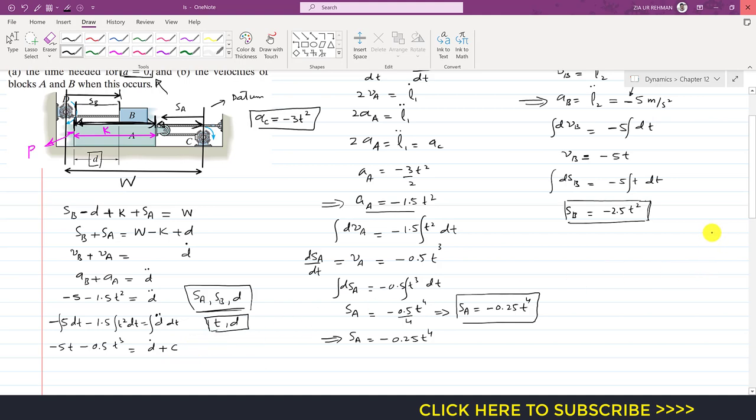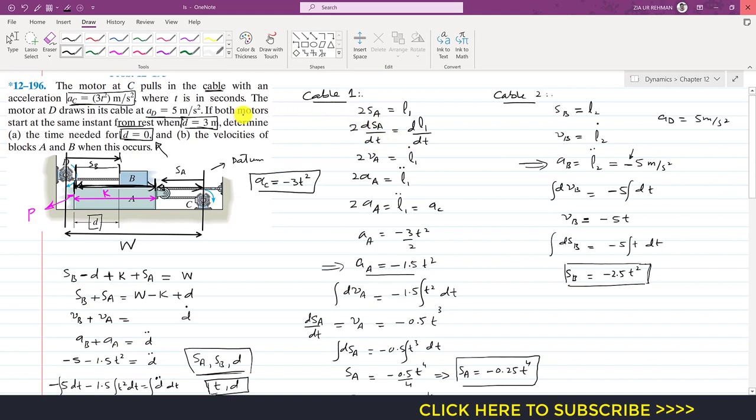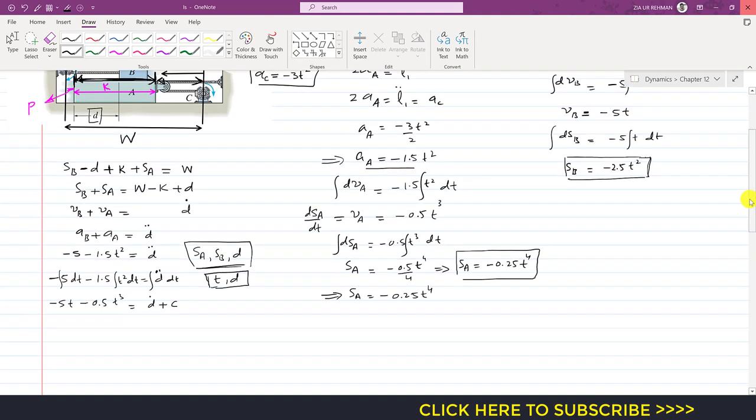So we are given two initial conditions, right? The first initial condition is that both motors start at the same instant from rest, and when d is equal to 3 meters, determine the time needed for d equals to 0. So initially both motors start from rest, right? So this means that the initial velocities are 0, so D dot will also be equal to 0, since D dot is the relative velocity between block A and block B.